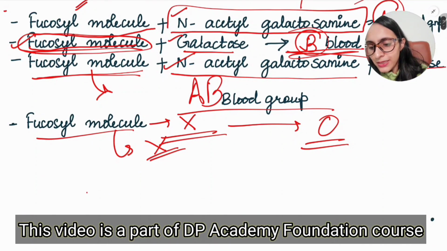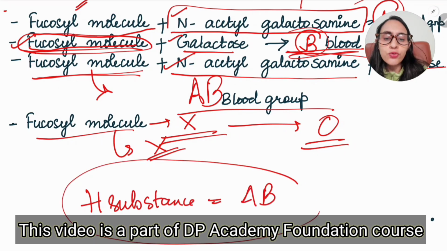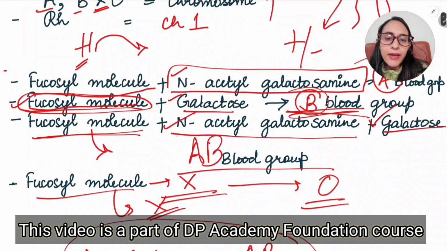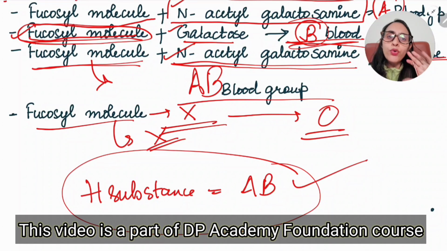So the least H substance is present on AB blood group because it is consumed by adding to N-acetyl galactosamine and galactose, so it is not left. While on the other hand on O blood group, this fucosyl molecule is not adding to any of it. That means we have plenty of fucosyl molecule, we have plenty of H substance.